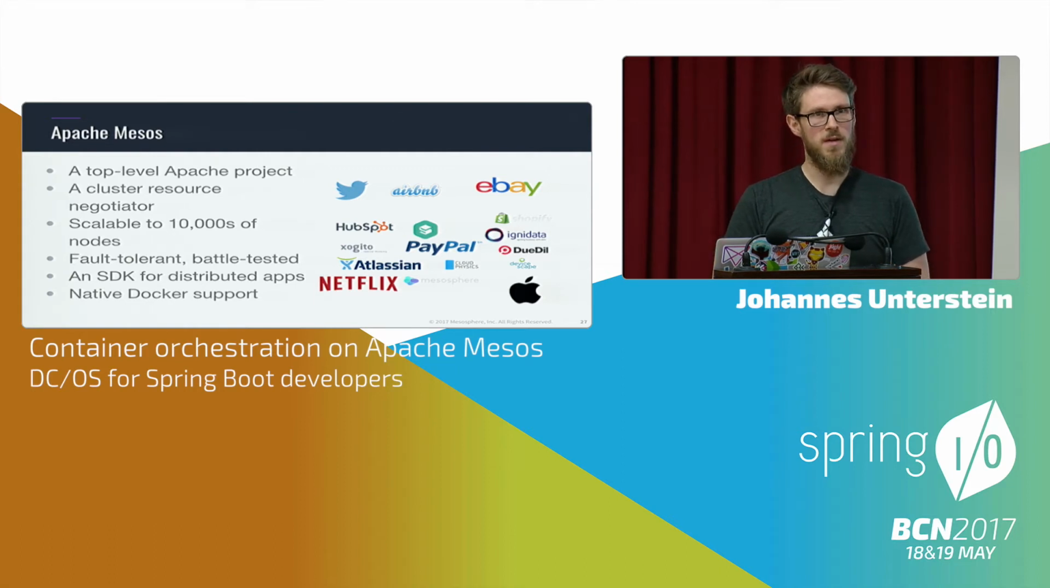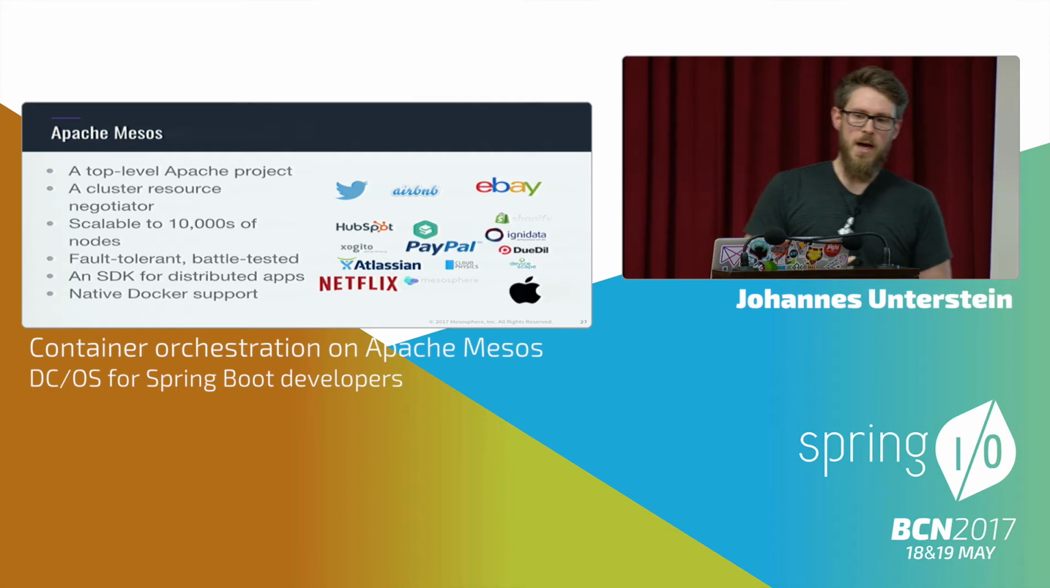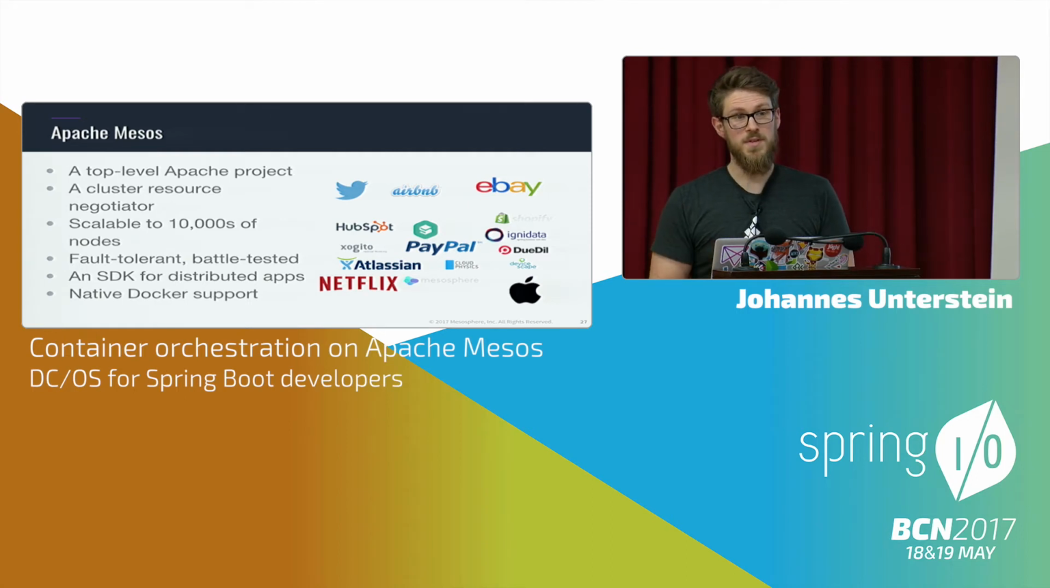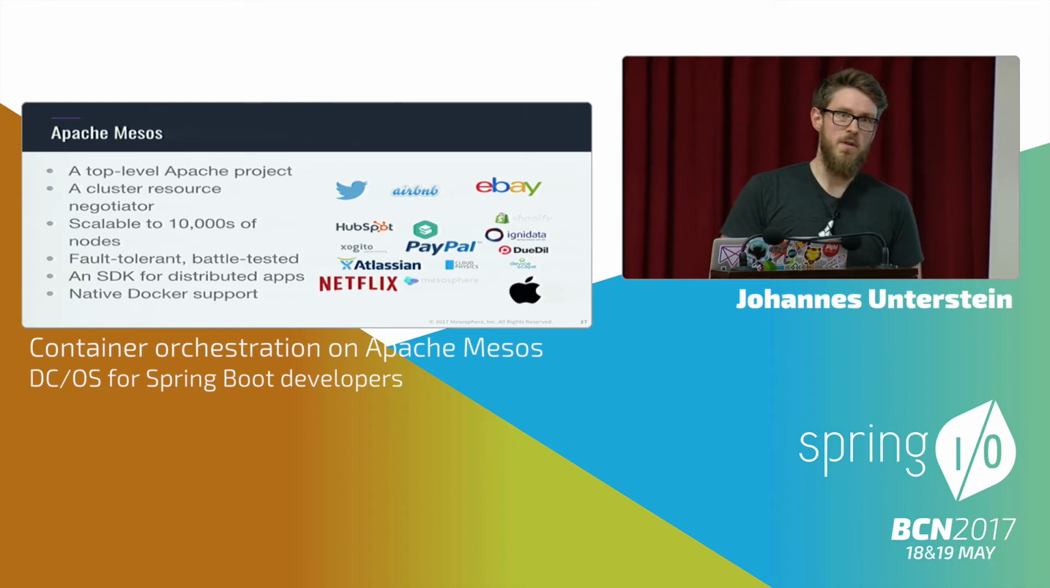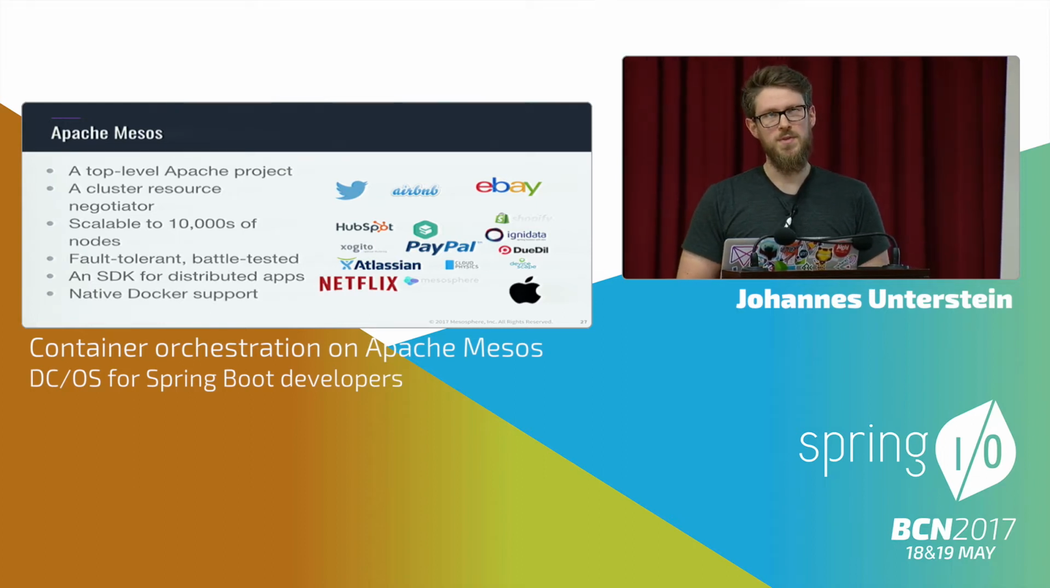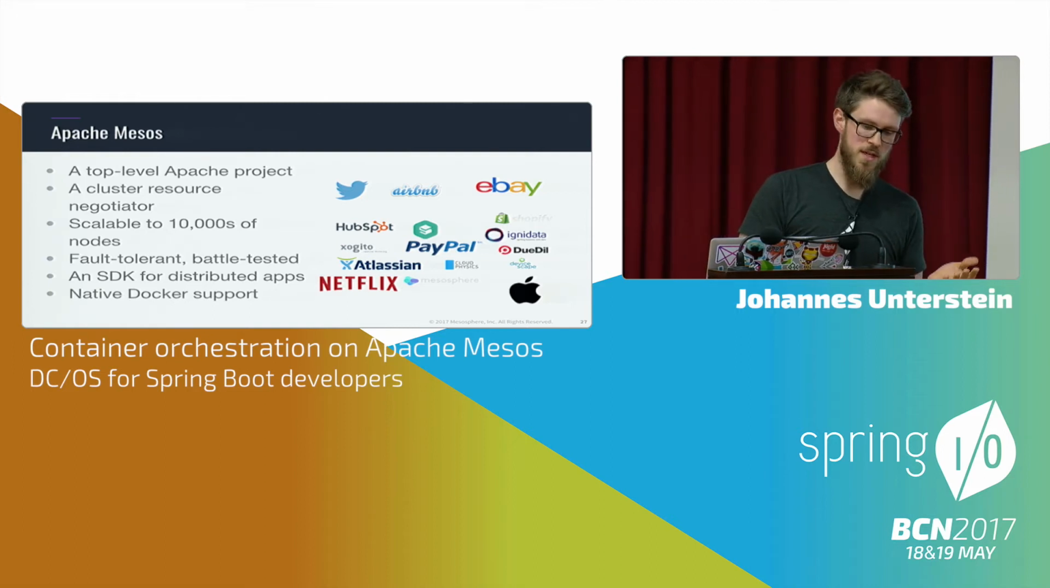So Twitter.com has, I think, 27,000 nodes to run Twitter.com. Airbnb runs Mesos, but also Netflix and Apple. Apple also published their numbers 2 years ago, I believe, and they're running Apple Siri on Mesos. And this is a really great example.